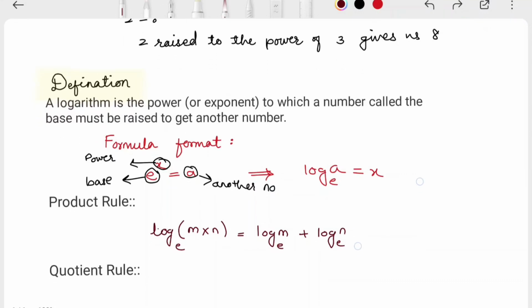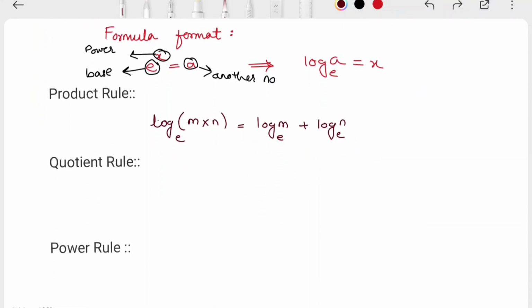Next is the quotient rule. The quotient rule is log of m divided by n to the base b is equal to log of m to the base b minus log of n to the base b. When there is a division inside the log, it becomes the subtraction of two logs.